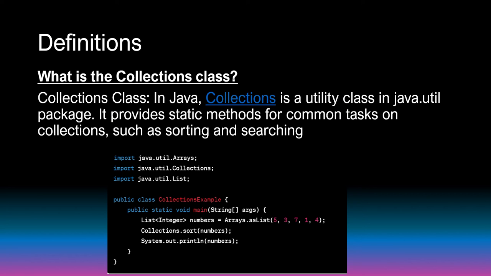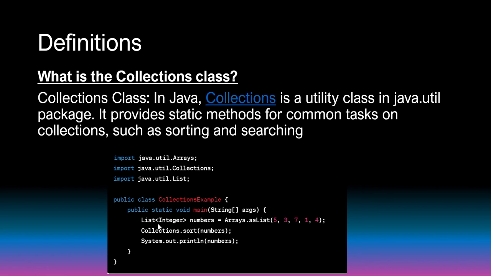So here's a code snippet at the bottom where we're just doing a quick example. Within our main method, we're creating a list of integers. We're naming that list numbers, and then we're going to add some integers to the list. Let's say that I want to now sort this list from least to greatest value. I can call Collections.sort and pass in my list in order to sort my collection.